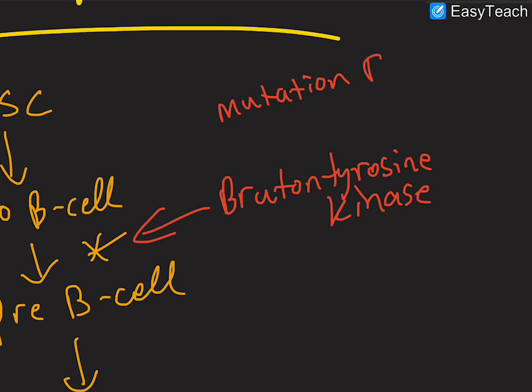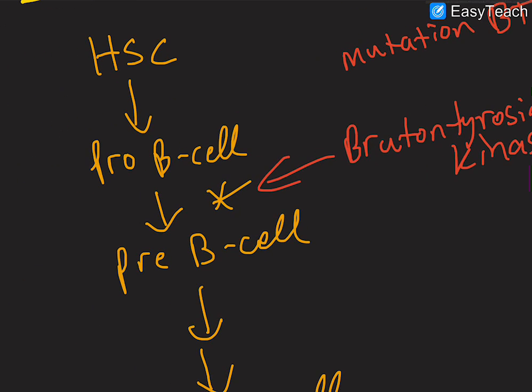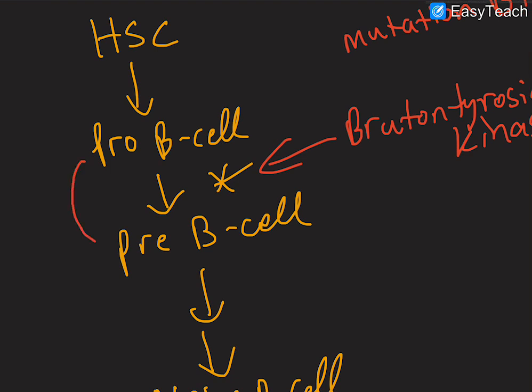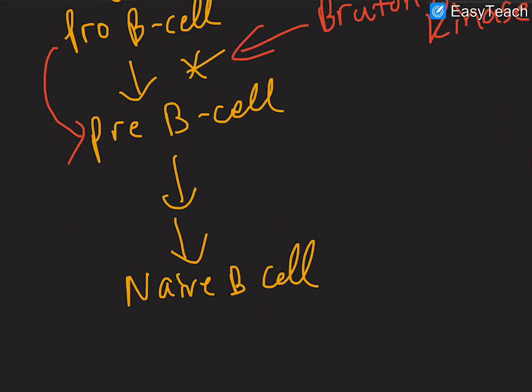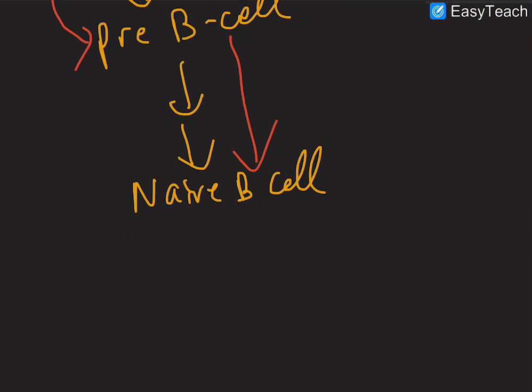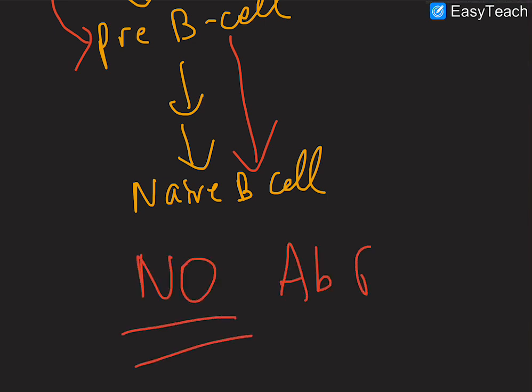Bruton tyrosine kinase. So if you don't have functional Bruton tyrosine kinase, you can't go from a pro-B cell to pre-B cell. Therefore, you can never make naive B cells. If you can't make naive B cells, you can't make plasma cells and you can't make any antibodies. That's why it's called X-linked agammaglobulinemia. So it leads to no antibody production.